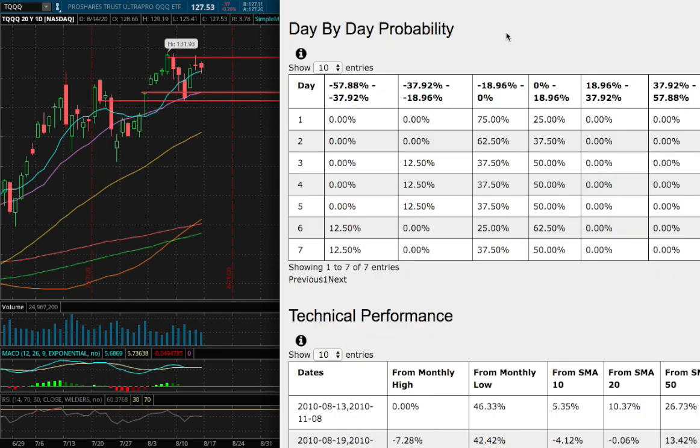So as for the day-by-day probability model for TQQ, as we progress to the 5th day, we have a 50% chance for it to climb between 0 to 19%. On the other hand, to the downside, a 38% chance for it to fall between 0 to negative 19%, and on the extreme case, to the downside, a 13% chance for it to fall between negative 19% to negative 38%.